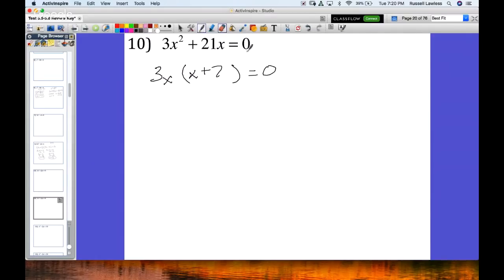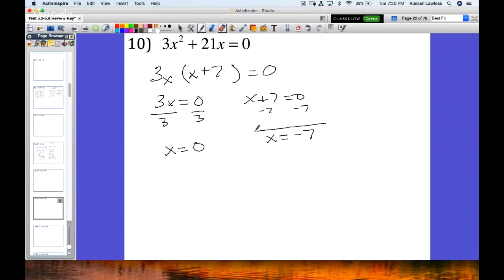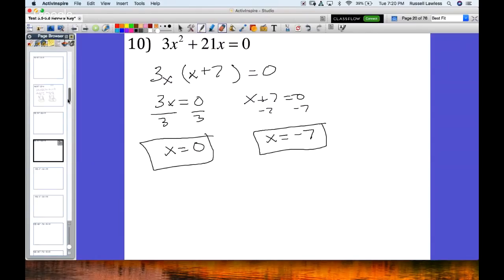Now here's why this is so neat. The reason this is so neat is because then all I have to do is set 3x equal to 0 and x plus 7 equal to 0. Because if 3x is equal to 0, then it doesn't matter what x plus 7 is, because anything times 0 is 0. So this is going to give me 3x equal to 0, x plus 7 is equal to 0. So then when I divide both sides by 3, that will give me x is equal to 0. And if I subtract 7 on both sides, then x will be equal to -7. And bada bing, bada boom, bada done.